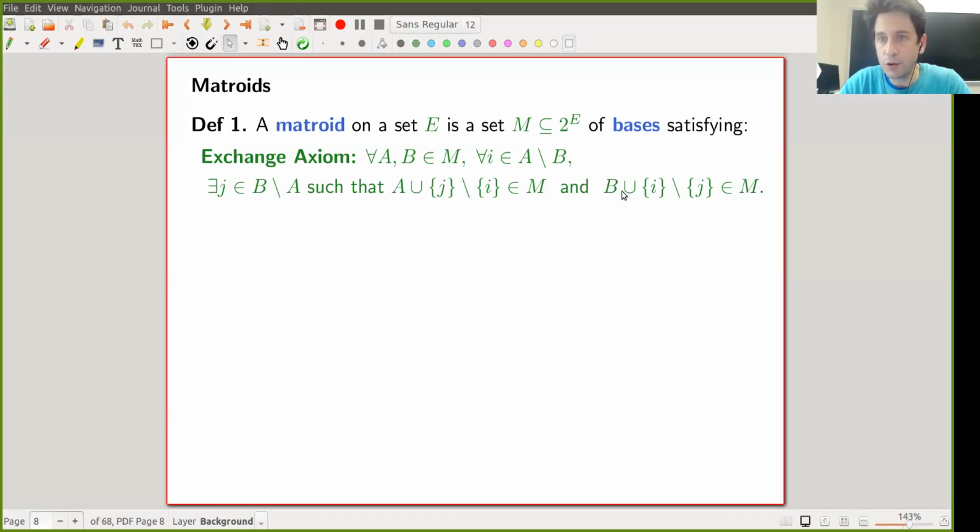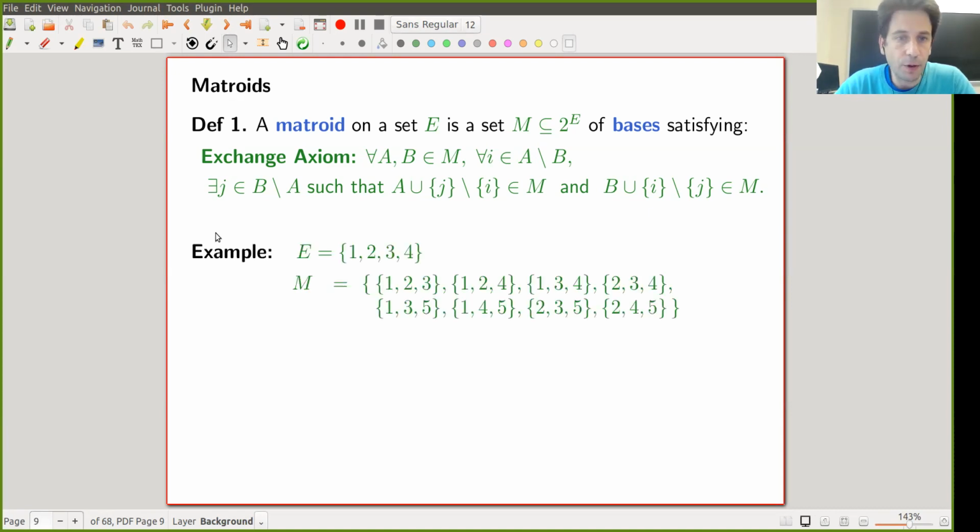And also you can replace j by i in B, meaning that you get bases in these ways. Okay, so that's the exchange axiom for the bases. And so as you see, I'm identifying the matroid with the set of bases here.